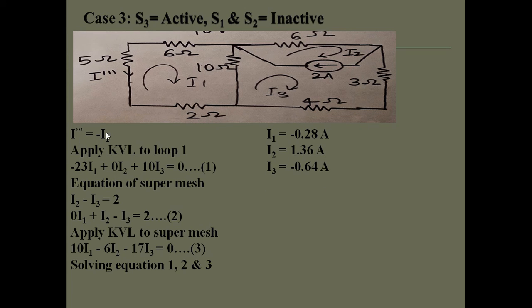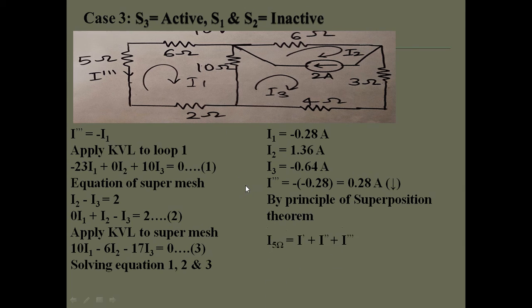I triple dash is minus of I1, so we'll take I triple dash as minus of minus 0.28, that is 0.28 ampere. After getting all current values, we will use superposition theorem principle to find current through 5 ohm, that is I dash plus I double dash plus I triple dash, that is 4.39 plus 0.54 plus 0.28. So final answer is 4.13 ampere.